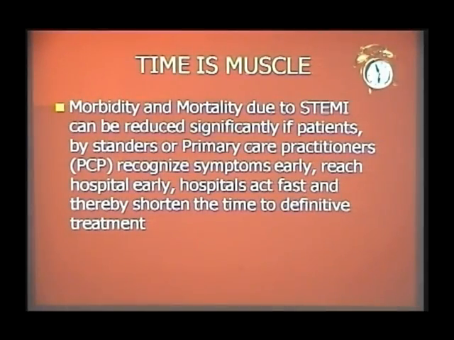Why in ST elevation? In ST elevation, time is muscle. The morbidity and mortality due to ST elevation MI can be reduced significantly if the patients come immediately after the chest pain. The primary care practitioners recognize symptoms, read the ECG, diagnose an acute coronary syndrome, give appropriate drugs, and refer the patient to an appropriate institution for appropriate revascularization therapy. Then, of course, we can significantly reduce the mortality and morbidity.